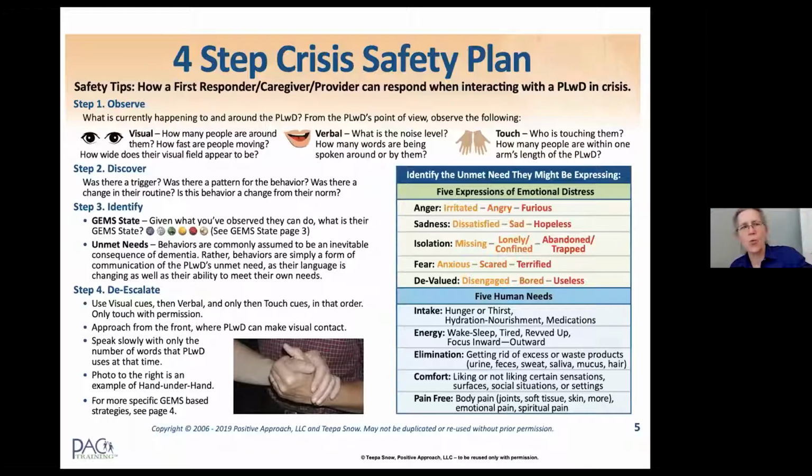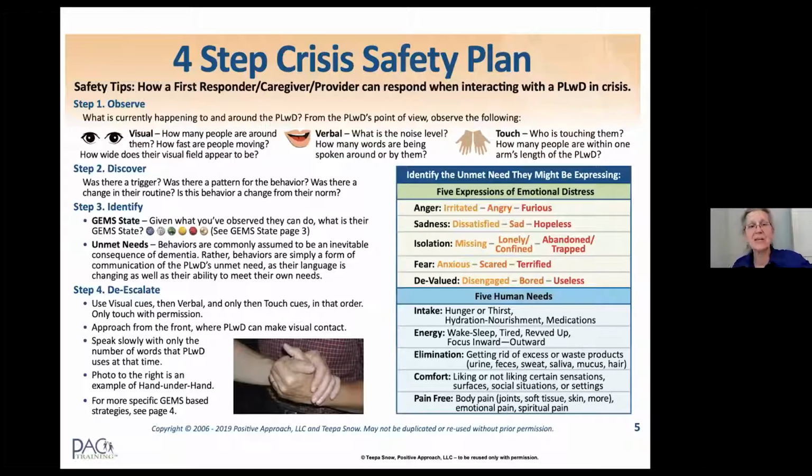Okay, so what we've been doing, what step are we on this page so far? We are observing. And what we can observe: how many people were around her? How fast are people moving? She's the only one moving. How fast is she moving? How wide does the visual field appear to be? Pretty narrow.